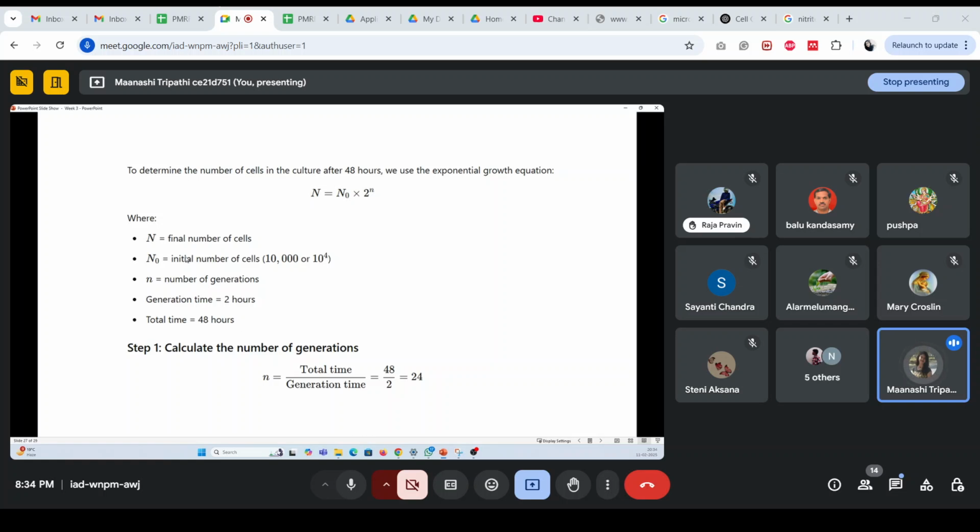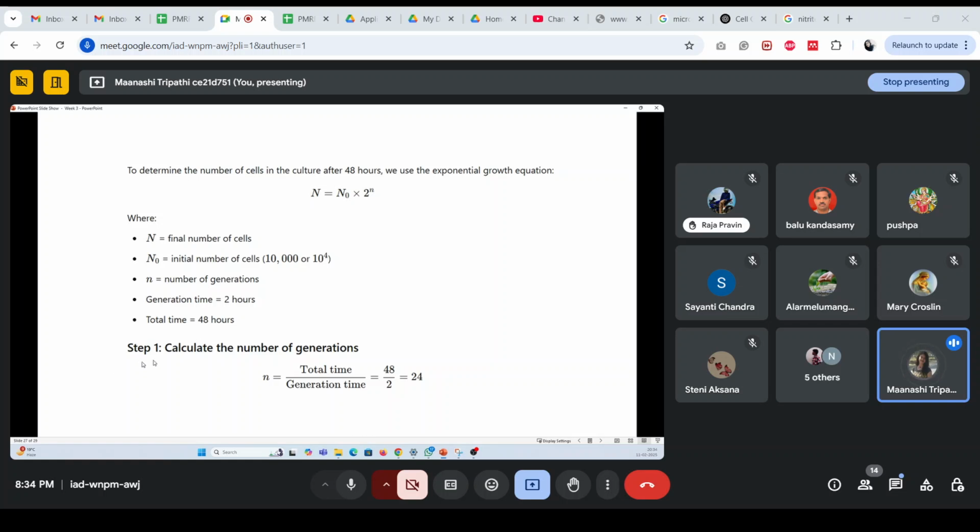N is the final number of cells, and N naught is the initial number of cells, which can be 10,000 or 10 raised to power 4. Both are the same mathematically, but 10 raised to power 4 is more scientific. So whenever you write such answers, use the scientific form. n is the number of generations. Generation time is 2 hours, and total time is 48 hours.